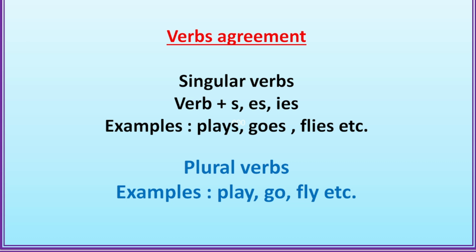The verbs which have s, es, or ies are called singular verbs. Examples: plays, coaches, flies, etc. And the verbs which don't have s, es, or ies are called plural verbs. Examples: play, go, fly, etc. In short, you can understand that a singular verb means V5 and a plural verb means V1.